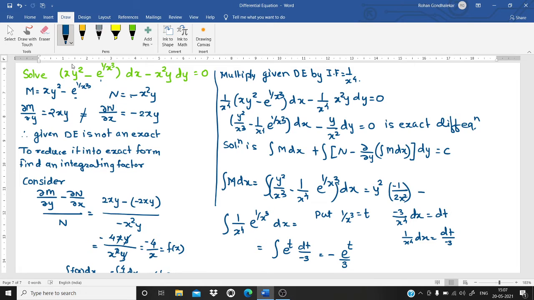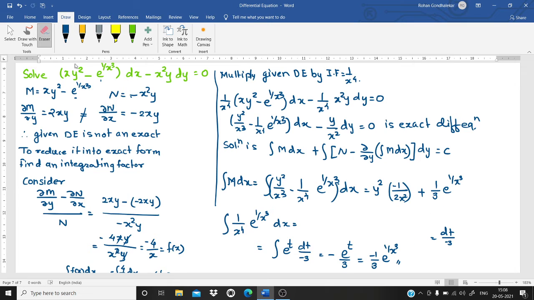So this is our integral. But what is e raised to t? What is t? 1 upon x cube. So our answer is minus 1 upon 3 into e raised to 1 upon x cube, which is the answer of the second term. So you can write it directly, 1 upon 3. This minus is continued, and this minus becomes plus 1 upon 3 e raised to 1 upon x cube.